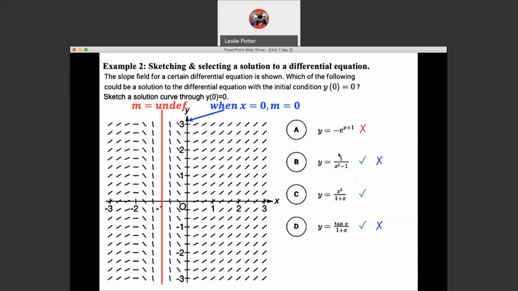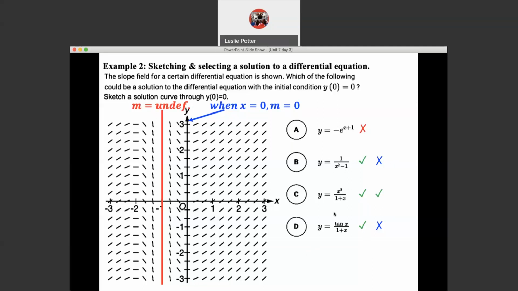And we know we can eliminate this because we would have another asymptote at positive one. We have another vertical asymptote right here because positive one makes this zero and negative one makes this zero. And we don't see another asymptote at one. So we can eliminate this. So the answer's got to be C. It's because it's the only one still available.